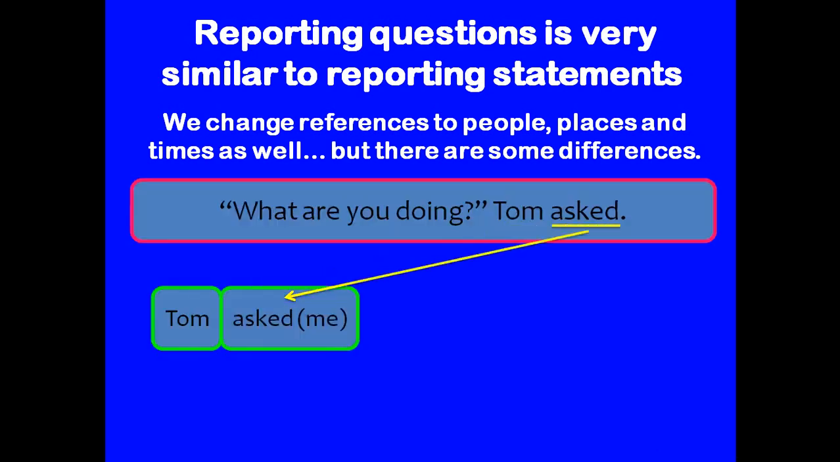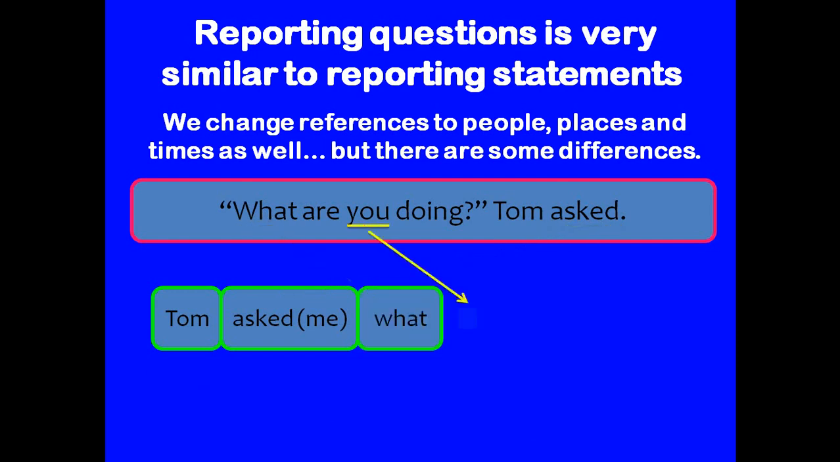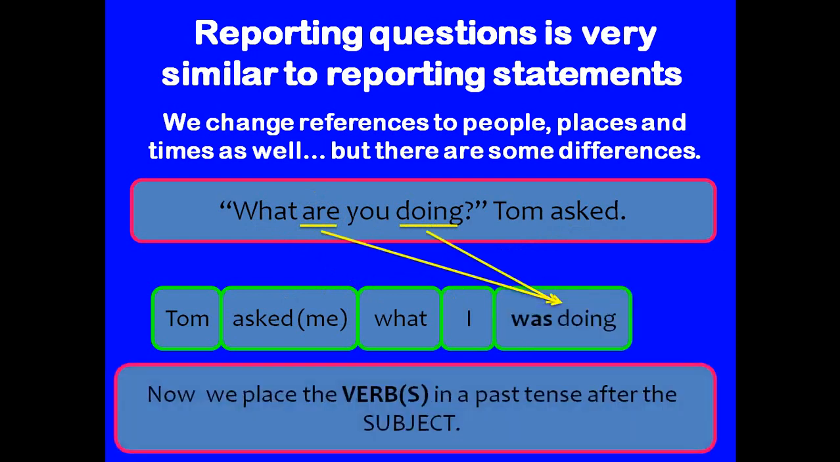Okay, now look at this example. What are you doing? Tom asked. In order to change this into reported speech, of course we begin with Tom. I can say Tom asked me what I was doing. So the word are became was. And of course you became I because it refers to me.